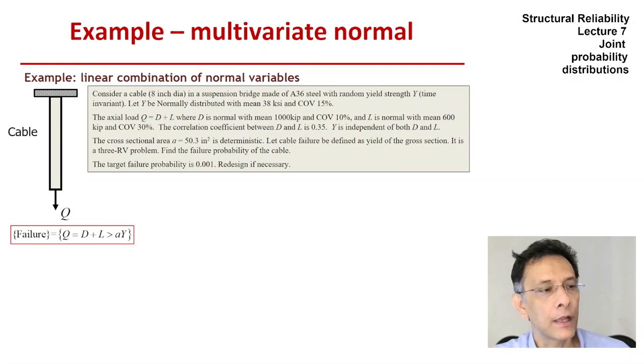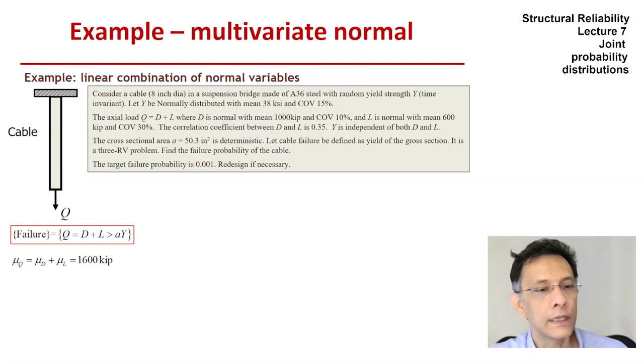So as before, we define the failure event as Q, the load, exceeding the strength A times Y. A is a constant, deterministic, and actually we need to find an appropriate value of A if the failure probability is not small enough. The first step would be to actually find out the statistics of Q, the combined load.